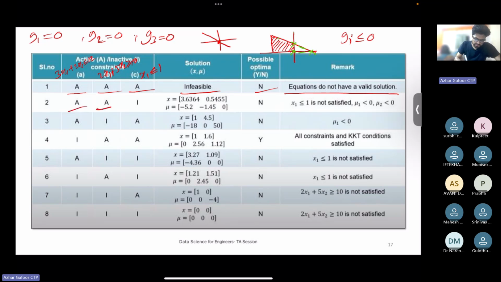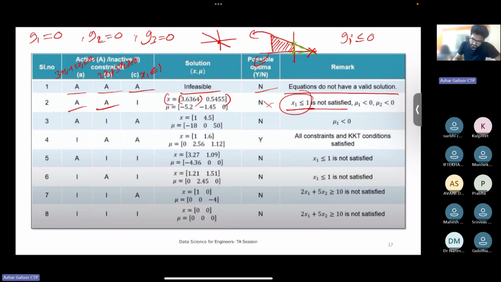Now we are keeping these two constraints active, that is this line and this line. And that has a solution, right? Because we have a common point here. But the problem is x1 has to be less than or equal to 1. That is not satisfied; here, if you see, x1 is 3.63. So the third constraint, even though it is not active, still has to be satisfied. So x1 is not satisfied, and that is not a possible solution.